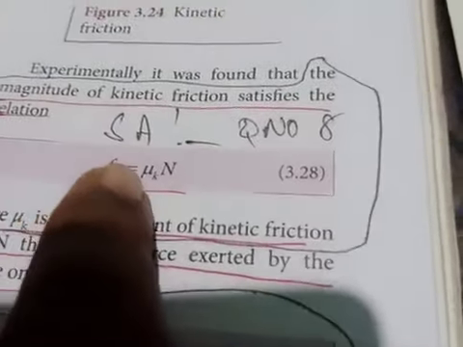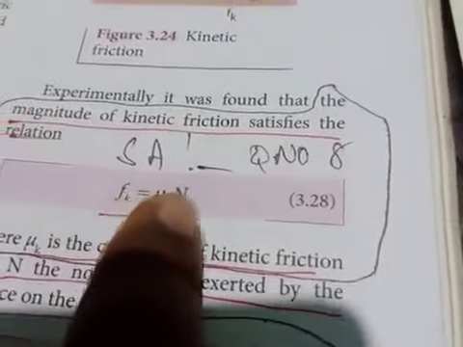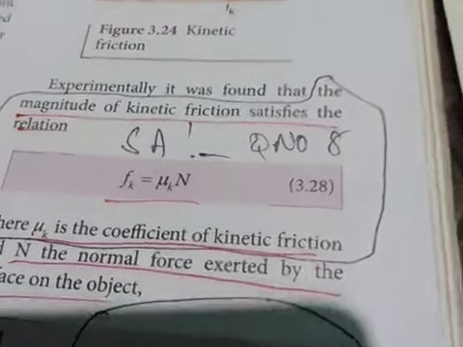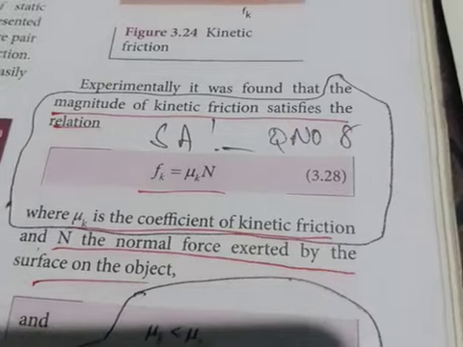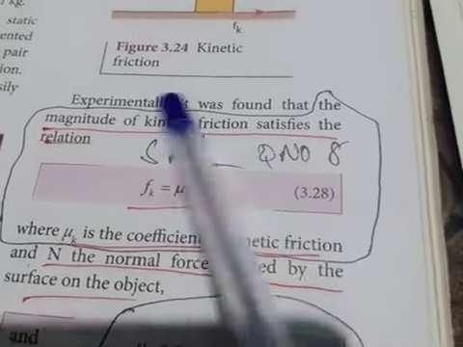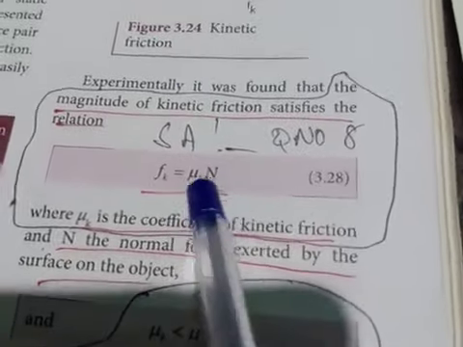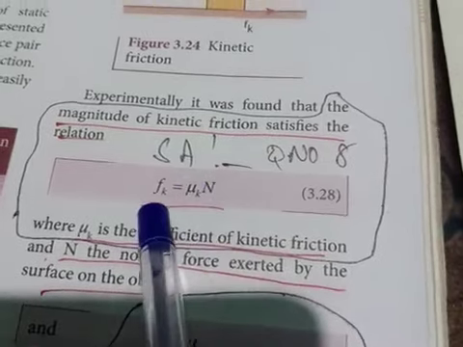So during this time we can tell that kinetic friction is equal to the normal force exerted by the surface, multiplied by mu k, the coefficient of kinetic friction. To connect these two quantities only, we are using this relation.